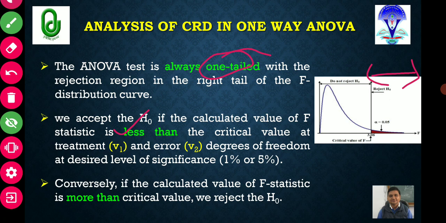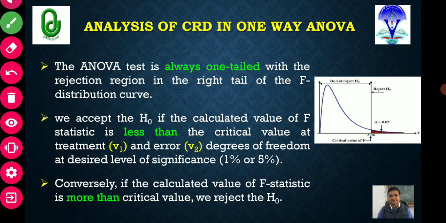The critical value of F you are seeing at treatment degree of freedom and error degree of freedom. Treatment degree of freedom V1 and error degree of freedom V2 at 1% or 5% level of significance. Till now in the t-test, we are seeing just 1 degree of freedom for the table value of t. But in the F test, because this is the variance ratio test, there will be involvement of 2 degrees of freedom, 1 for treatment and another for the error. That means numerator and denominator degrees of freedom.